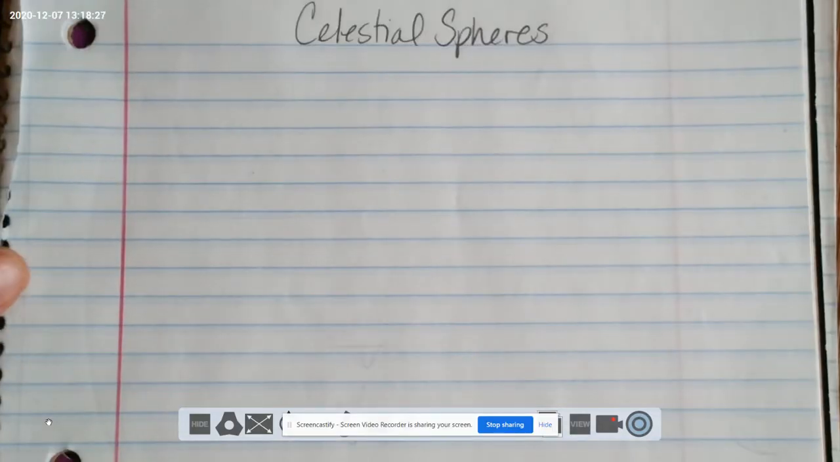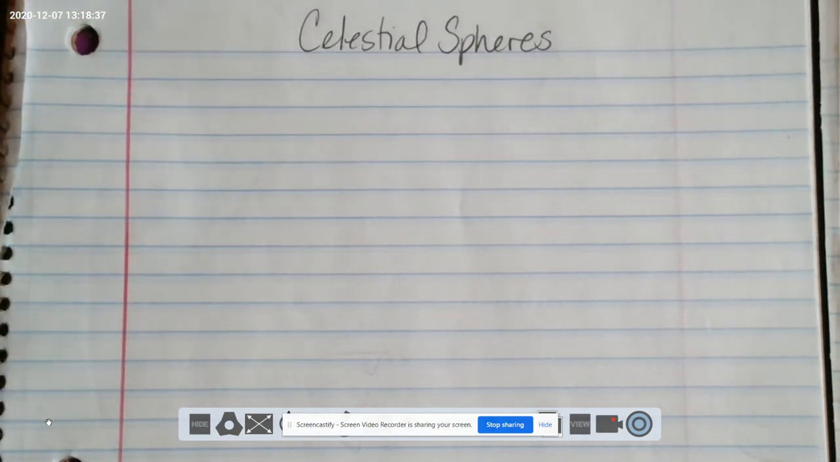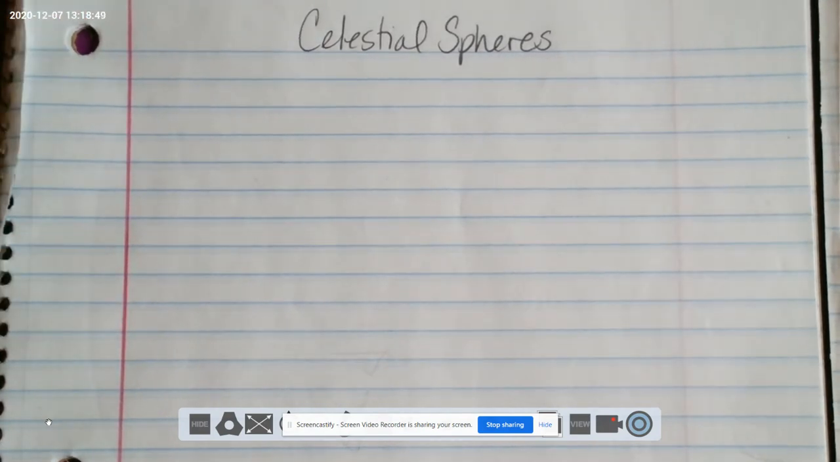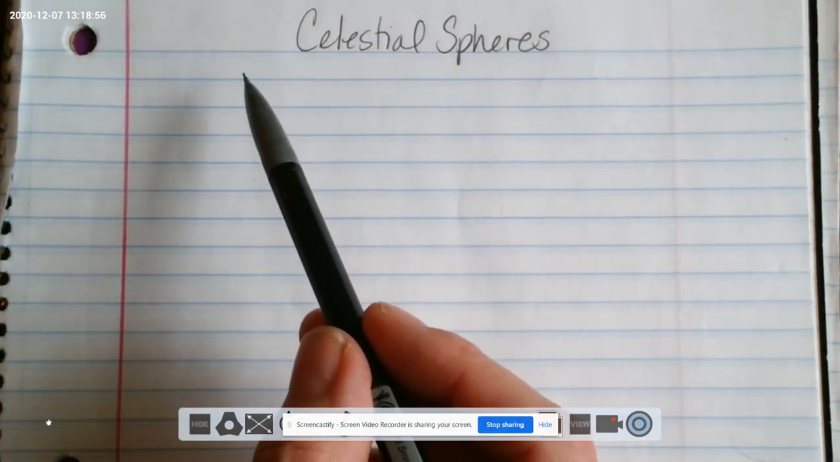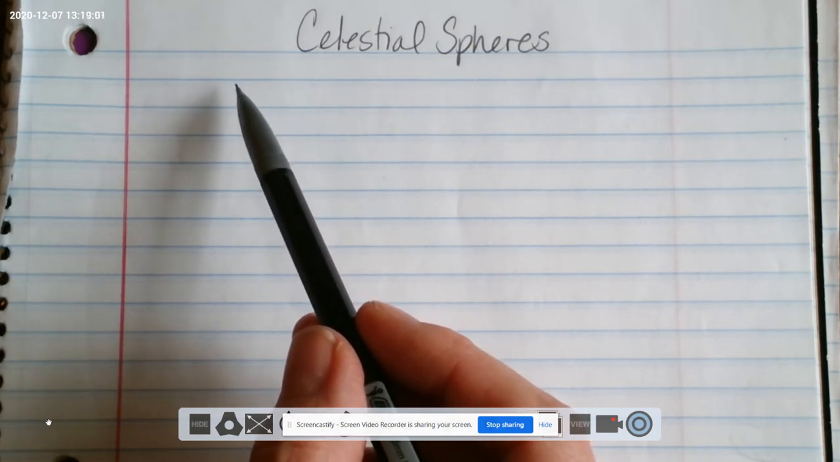Okay, so we're going to go through how to do celestial spheres. Like we talked about in the notes, celestial spheres are going to show us the path the sun takes at any latitude that you go to on Earth. A few things to think about when we're talking about latitude. We need to remember that 90 degrees is the North Pole, and that the equator is going to be at 0 degrees latitude.